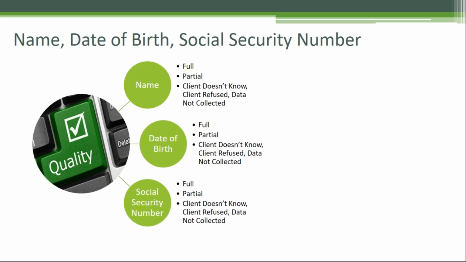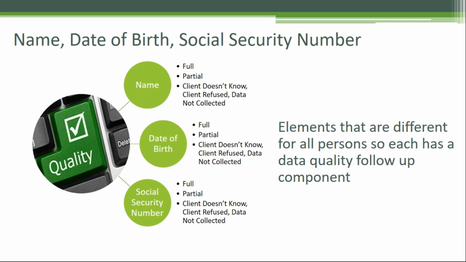Name, date of birth, and social security number. Because all of these elements are different for all persons, each has a data quality follow-up component, meaning that once you type in their name and their date of birth and their social security number, after each one of those elements, there's going to be a data quality drop down where you're going to select if this is the full information collected, partial information collected, client doesn't know, client refused, or data not collected.